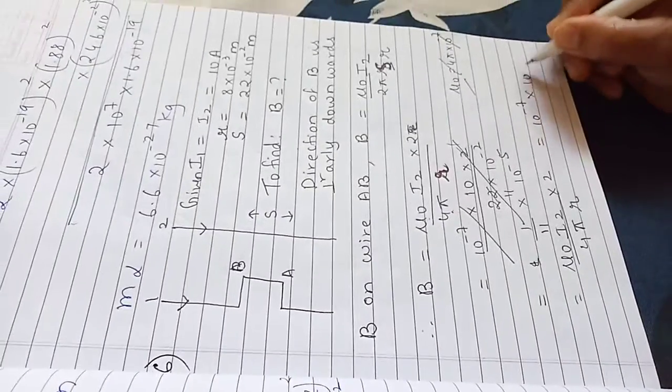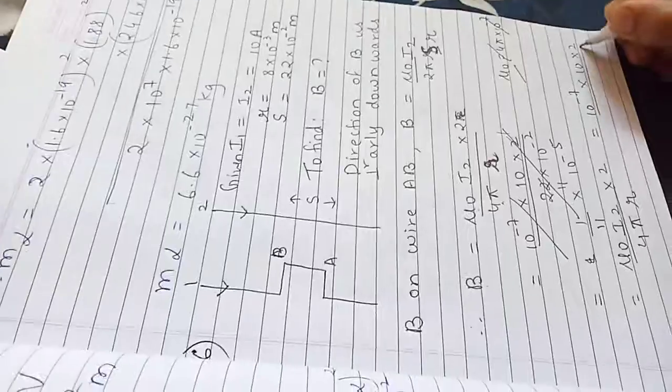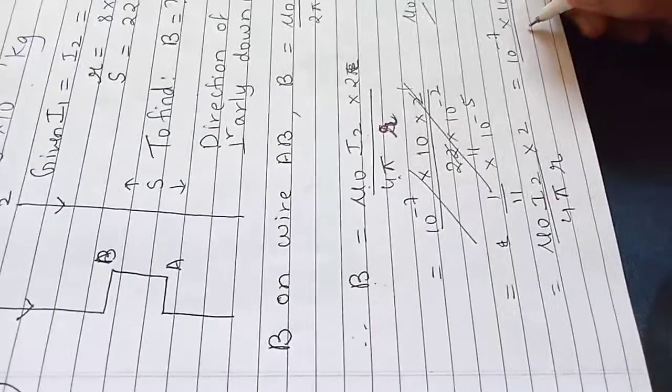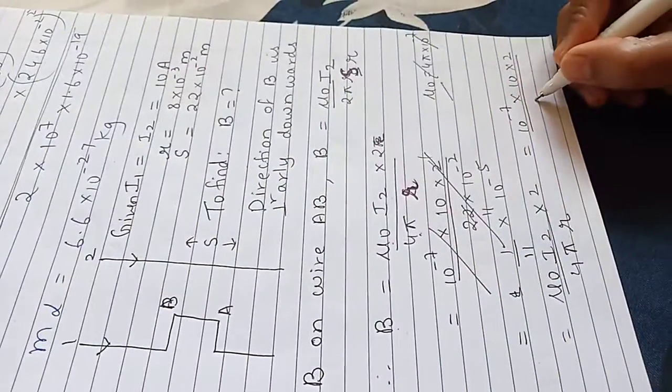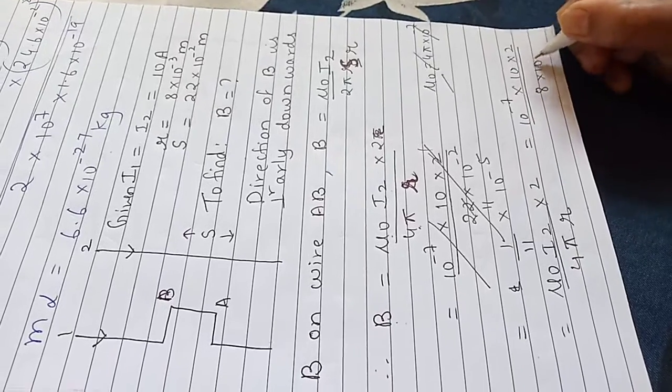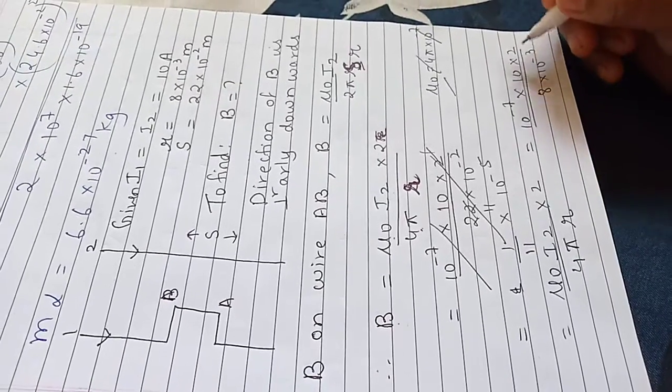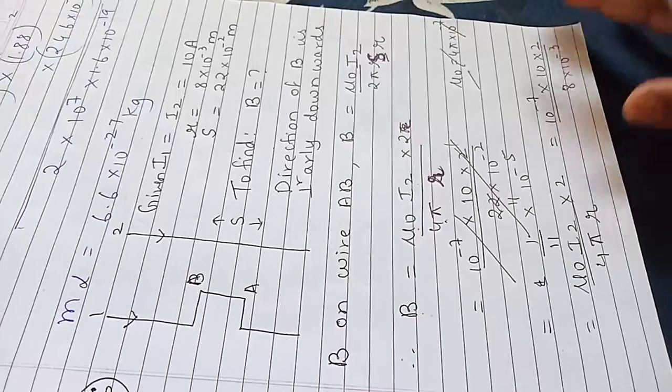I2 is 10, this is 2, divided by R is what? R is distance between the two wires, and that is 8 into 10 raised to minus 3. So what do we get here, students? हे बघा, 10 2s are 20 divided by 8.